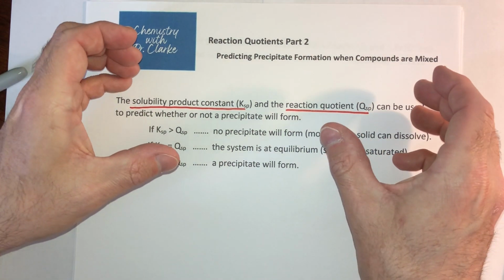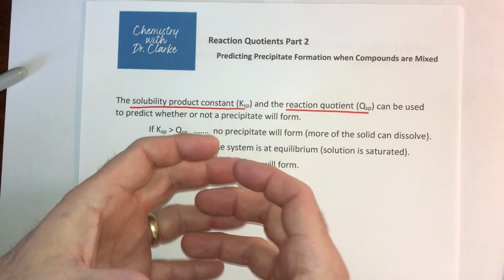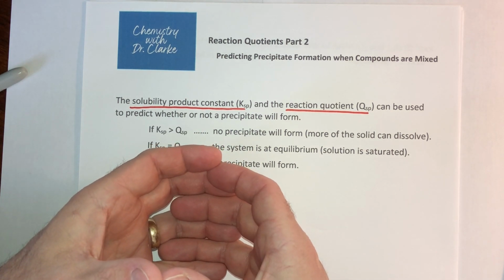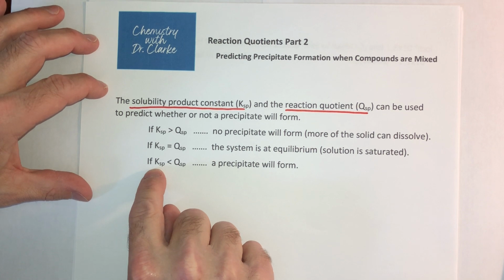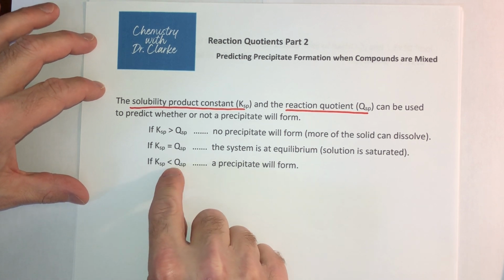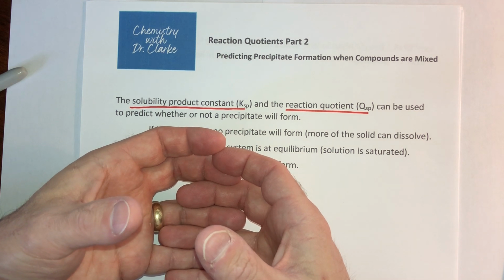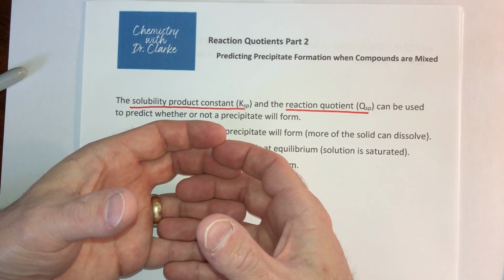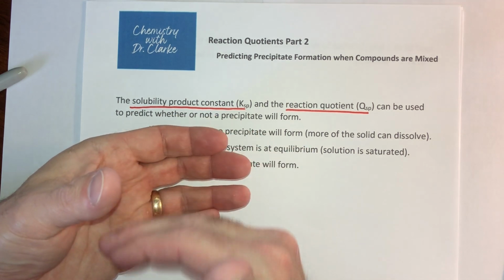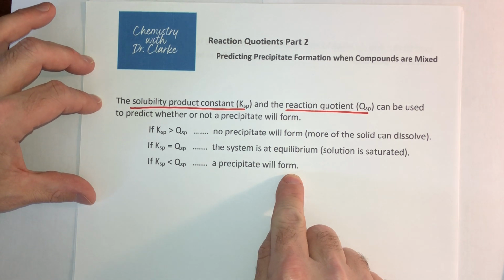Now, if you take your two chemicals and you mix them together, and you have too much, you have more dissolved than really should be dissolved, what'll happen is your Q will end up being bigger than your K. And if you have too much of this stuff dissolved, then it's going to stop being dissolved. And if it stops being dissolved, it turns back into a solid, and the solid will settle to the bottom of the container. So a precipitate will form.